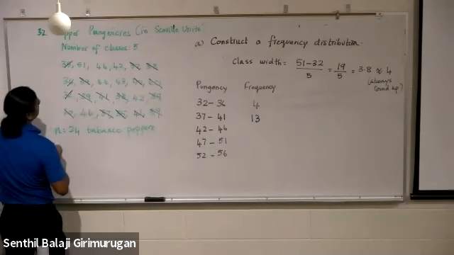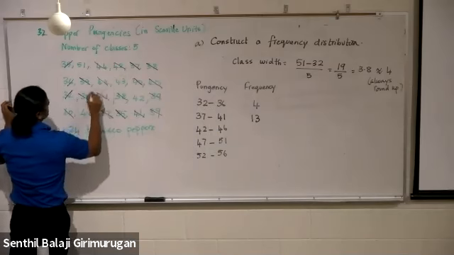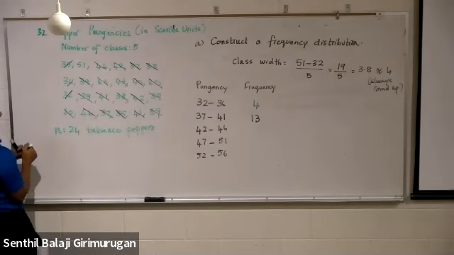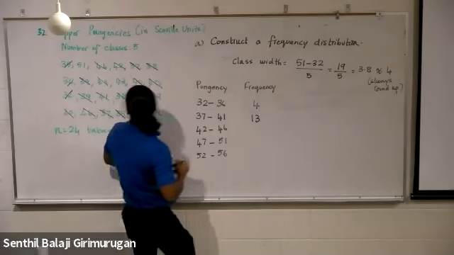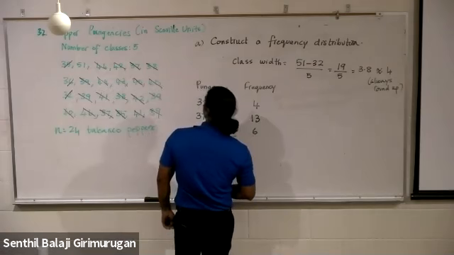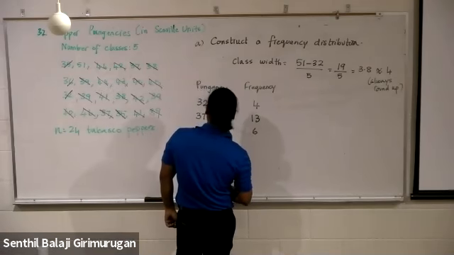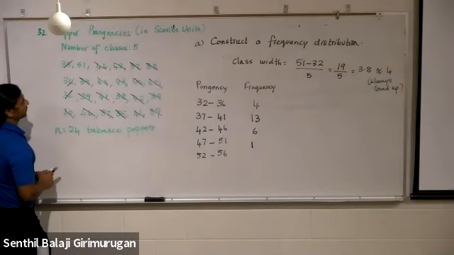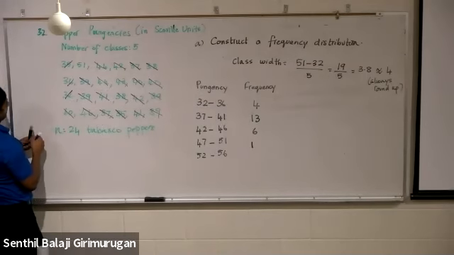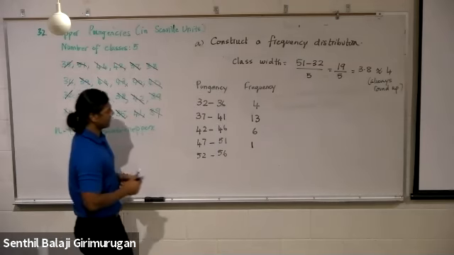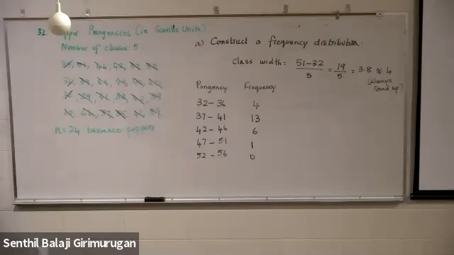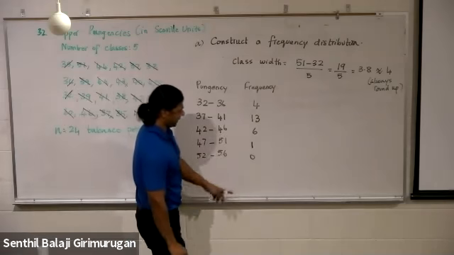42 to 46: 1, 2, 3, 4, 5, 6. 47 to 51: I have just 1. The last case is just 0. Good. So those are the frequencies.